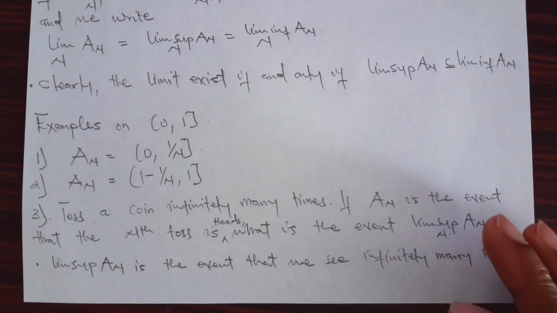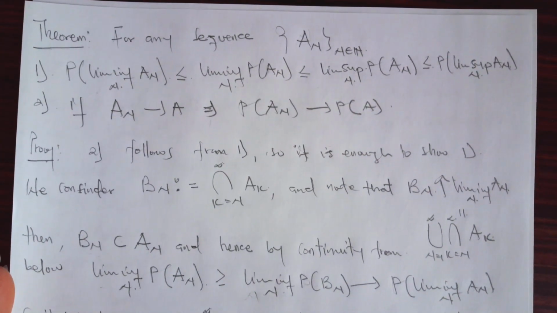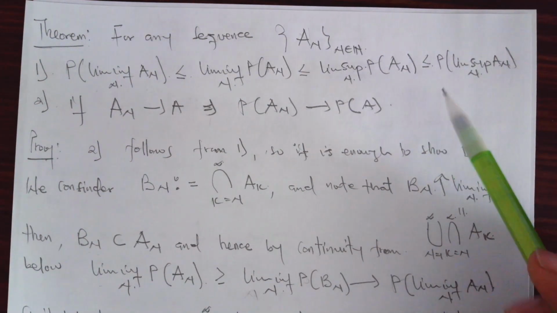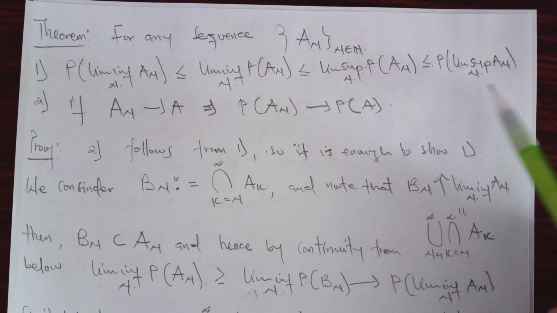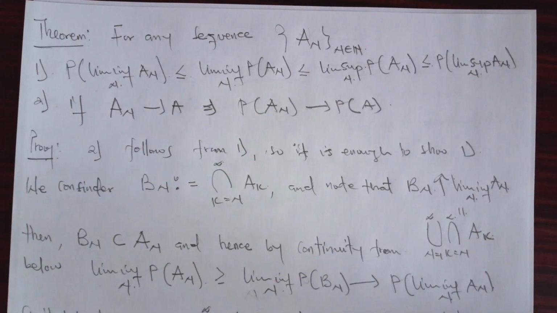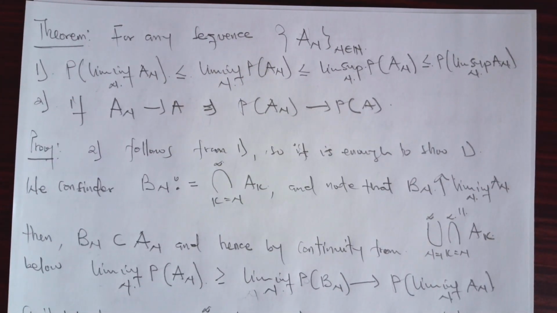All right, so let's talk about an important theorem. For any sequence An, where n belongs to the set of natural numbers, the probability of the lim inf of An is less than or equal to the lim inf of the probability of An, which is less than or equal to the lim sup of the probability of An, which is less than or equal to the probability of the lim sup of An. And if An approaches A, then the probability of An also approaches the probability of A. We prove this theorem, but 2 follows directly from 1, so it is enough to prove 1. So let's prove 1.